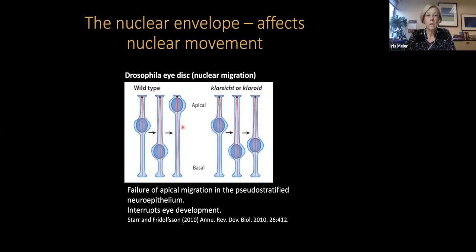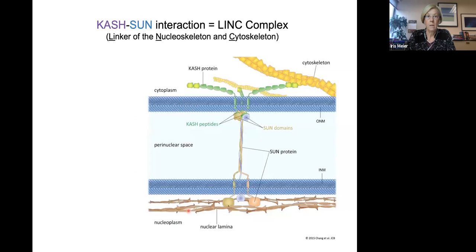This is shown here in an example of the Drosophila eye disc development. There is a stage where this nucleus has to migrate first to the basal end of the cell, then back to the apical end of the cell, and that triggers differentiation in the next stage. And when that is disrupted, again, in mutants over here, then the next differentiation stage can't occur, and that interrupts eye development in the fly.